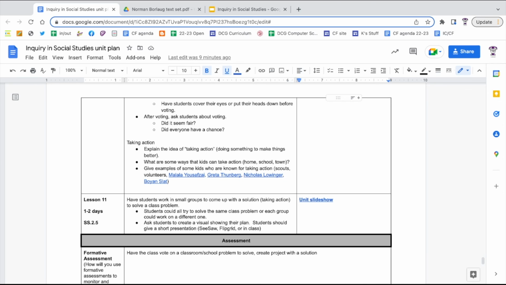Explain that this means doing something to make something better. You can give very specific examples of some kids who are known for taking actions, such as the Scouts, volunteers, Malala, Greta, and there's 2 others listed there that you can explore. In Lesson 11, have students work in small groups to come up with a solution to solve the class problem. Have students create a visual and give a short presentation. This presentation and visual works as the formative for this particular chapter.